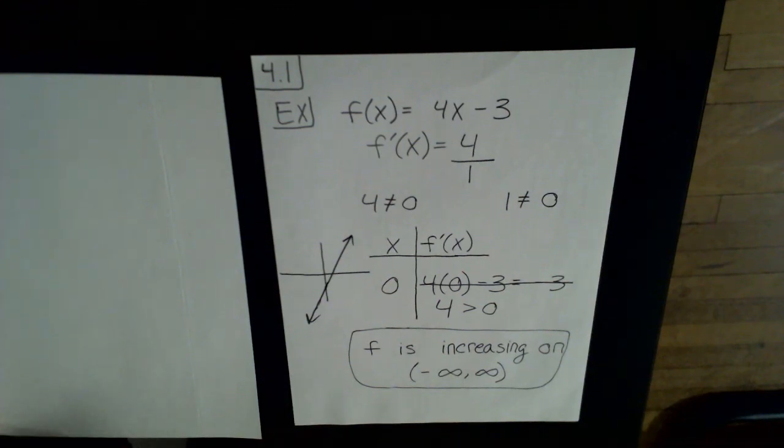So this covers partition numbers and finding where a function is increasing and decreasing. I suggest checking through some other videos in section 4.1, which will provide even more detailed examples on this topic.